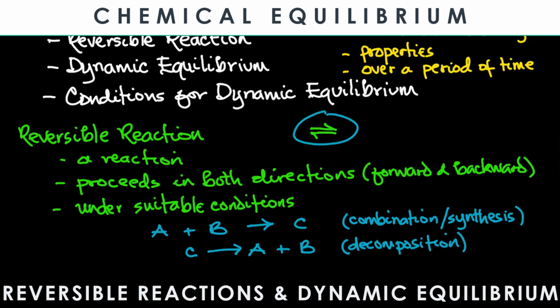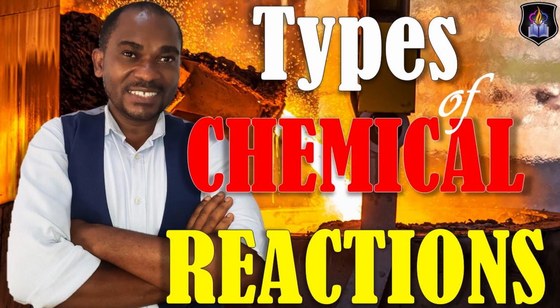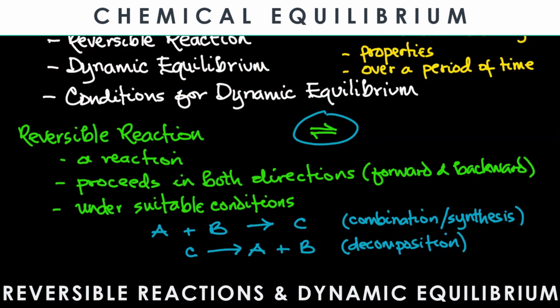Are we together? Meanwhile, if you want to learn more about types of reactions, you can check the link in the description. We made a video on that topic where we covered over 8 types of reactions. It will help you to better understand this. So coming back to reversible reactions, you can see A plus B going to C, and C decomposing again to A and B. These two reactions are occurring independently. However, under suitable conditions, these two reactions can occur in the same system, in the same vessel.